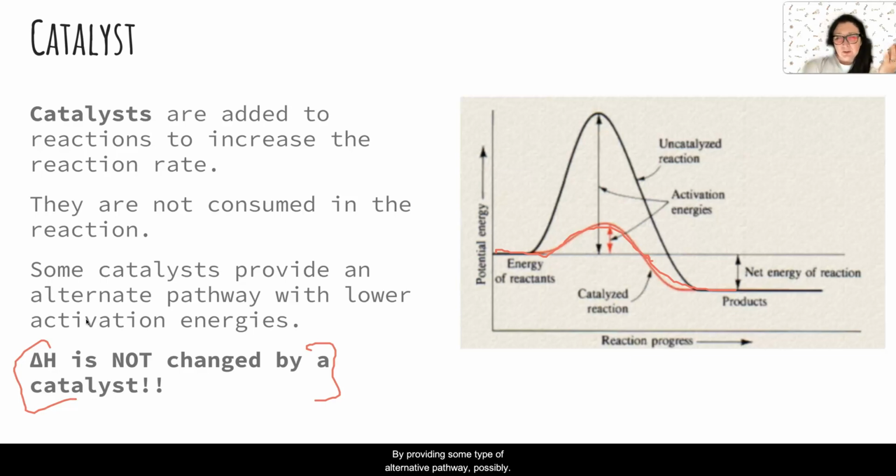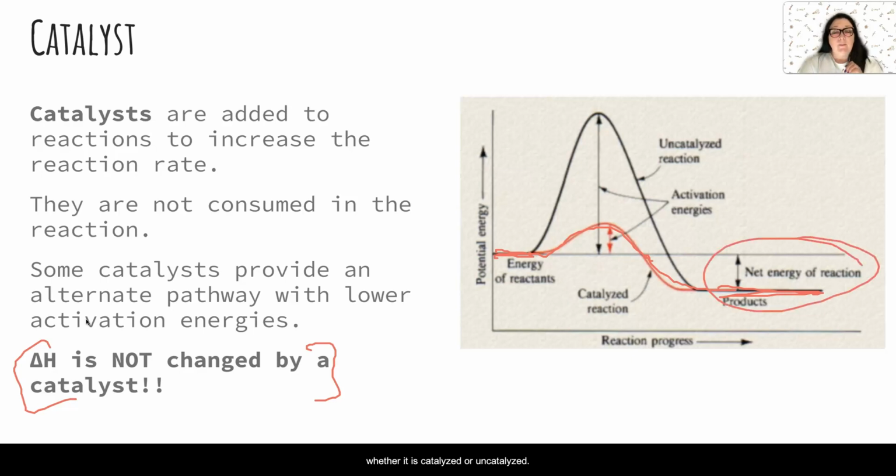By providing some type of alternative pathway, possibly. I mean, there's a couple different options of how catalysts work, but that's irrelevant. But it makes it to where the reaction will proceed faster and it doesn't have to put as much energy in order to make the reaction go. But note that where you start in energy for your reactants and where you end in energy for your products stays the same. That means that this delta H is the same no matter whether it is catalyzed or uncatalyzed.